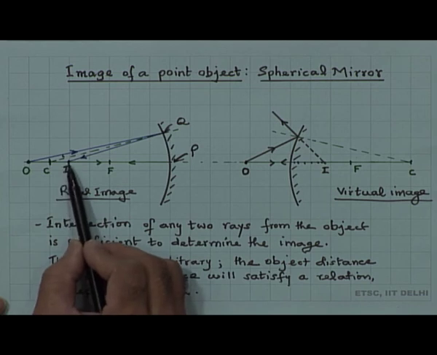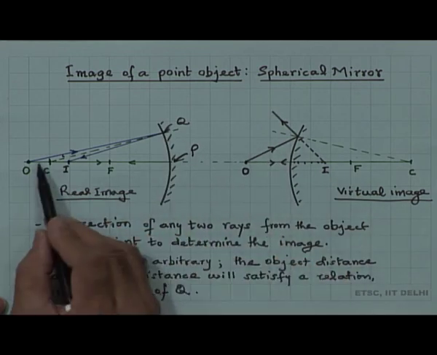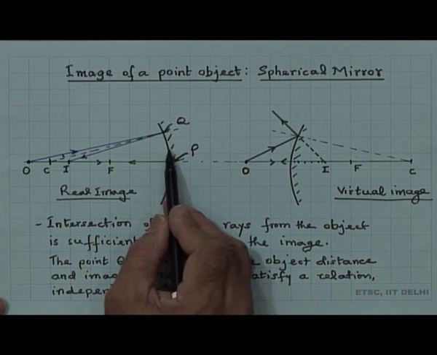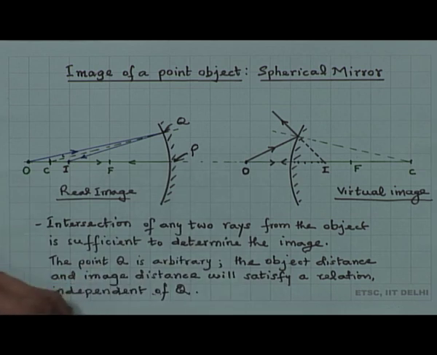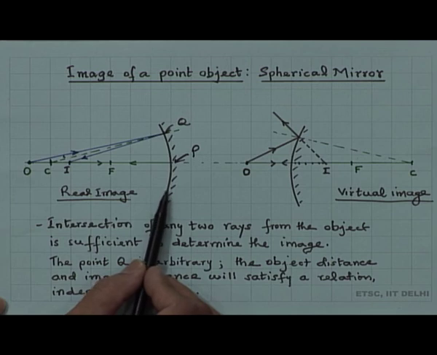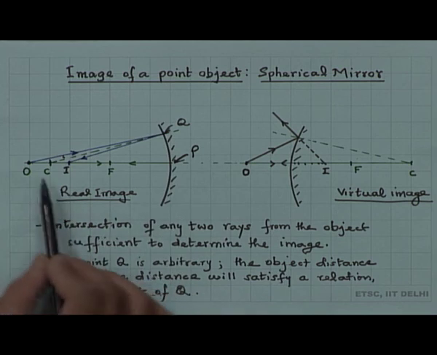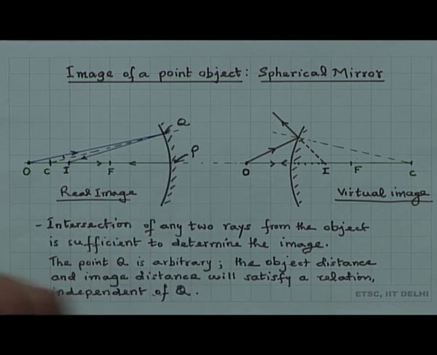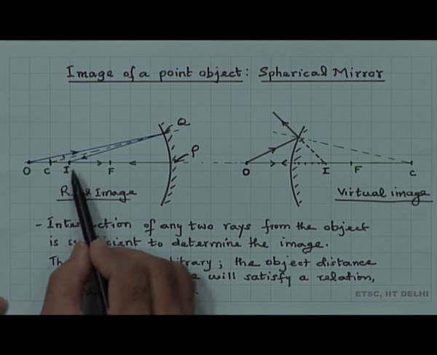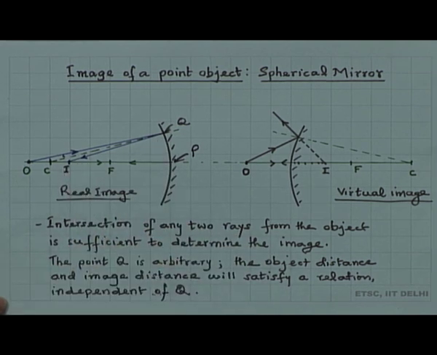All other rays will come to the same point I, because the point that we have chosen is arbitrary. All other rays means what? A ray could have been here, which means the point Q I would be choosing here. So, that is what I meant by all other rays. A ray could as well be incident here, then the point Q would be here. So, this point Q is arbitrary, and we will get a relation which does not depend on Q, and therefore, it is sufficient for us to pick any two rays and get the image.